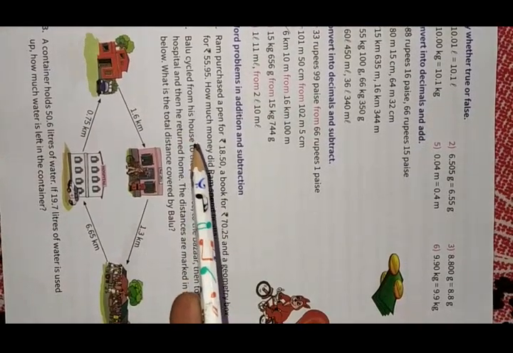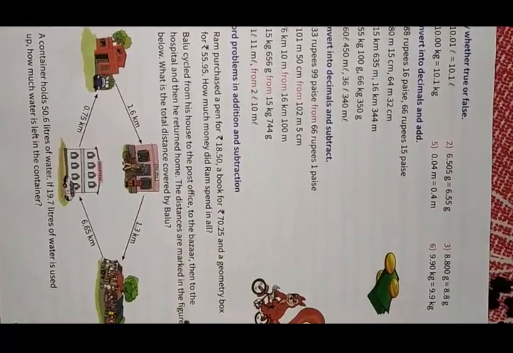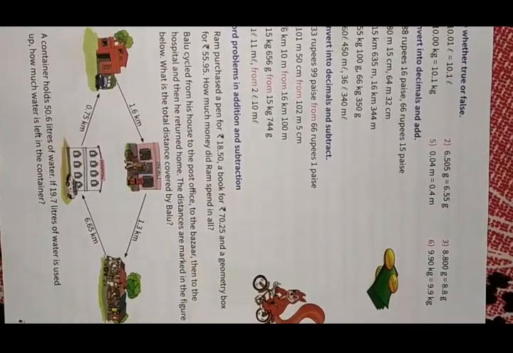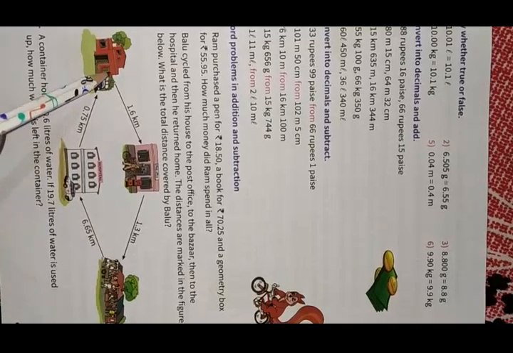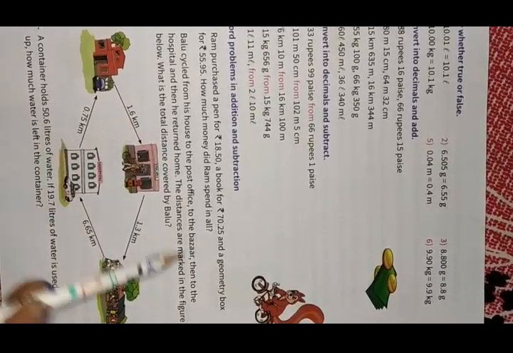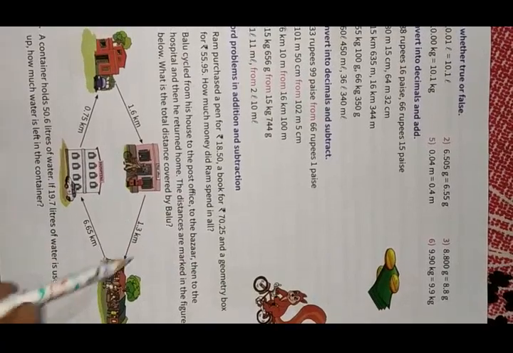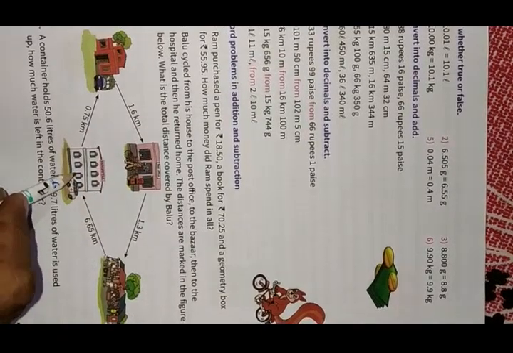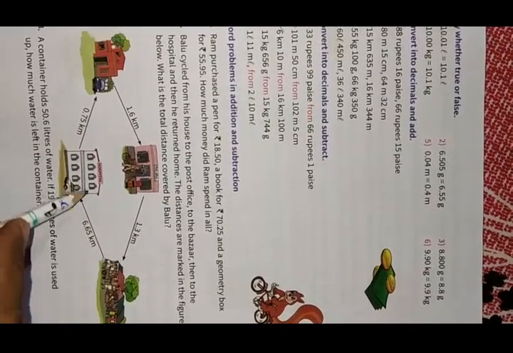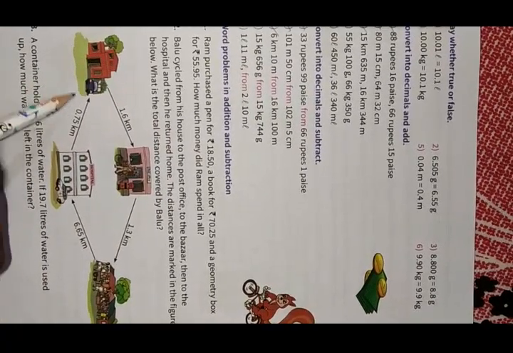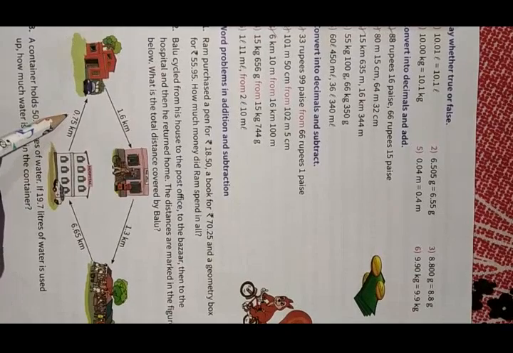In question number 2, Balu cycled from his house to the post office, to the bazaar, then to the hospital, and then he returned home. The distances are marked in the figure below. What is the total distance covered by Balu? Balu started from home and went to the post office, traveling 1.6 kilometer. After the post office, he went to the bazaar after traveling 1.3 kilometer. After the bazaar, he went to the hospital, 6.65 kilometer. Then after the hospital, he returned home after traveling 0.75 kilometer.